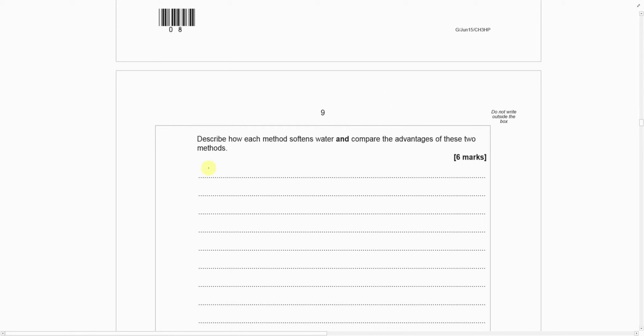Okay, so we'll just start with softening water. It involves removing Mg or Ca ions. That's what it does. So that's how you soften water. You're getting rid of those 2 dissolved ions to make it soft.